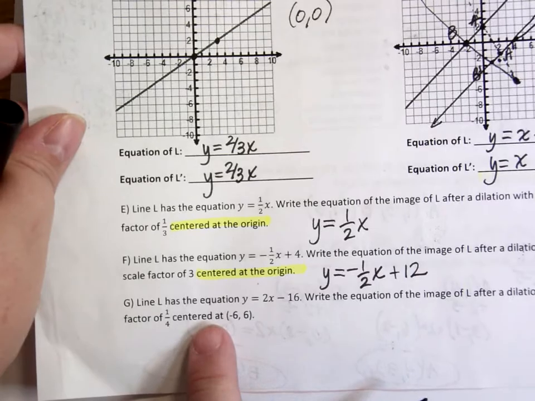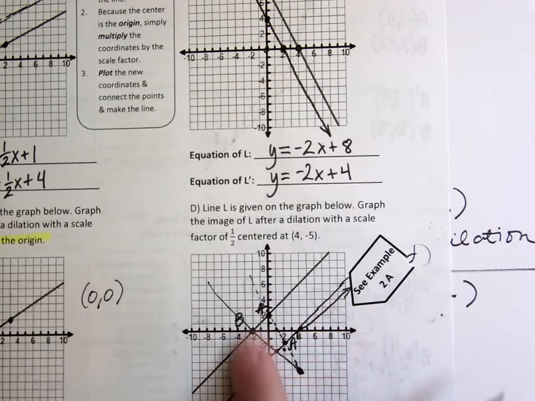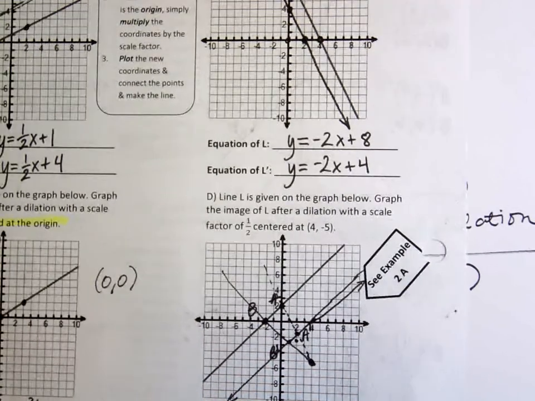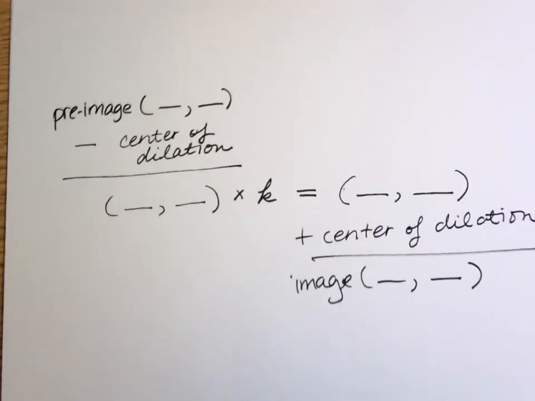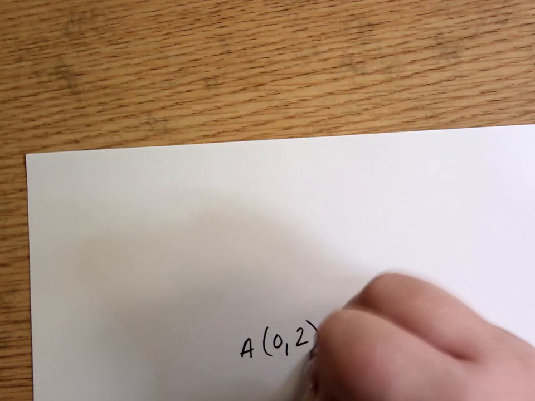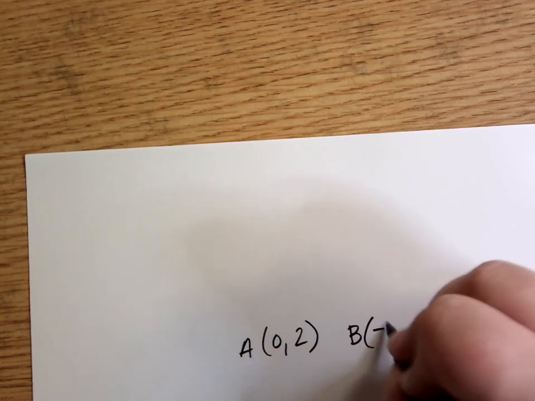Now I've made a separate video for G because we started it in class. D I started to do on here, and it's just a mess. I didn't finish it. We need to figure out what the y-intercept is going to be. So I'm going to go ahead and do D right now. On D, it says line L is given on the graph below, graph the image. On that line, I have a y-intercept of 0, 2, and an x-intercept of -2, 0. Those are the 2 points I'm going to go with.